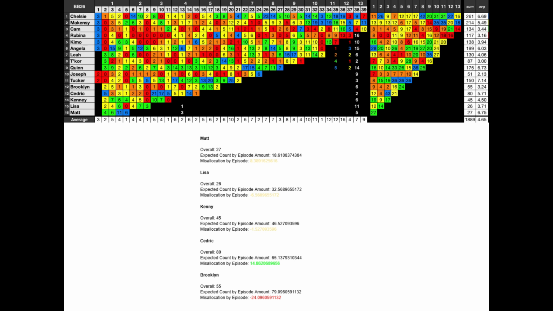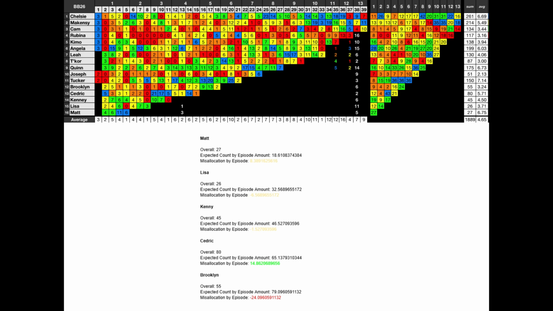Kenny has 45 diary rooms, and his expected count by episode amount is 46.52, causing him to have a negative 1.52 misallocation amount, so literally close to perfect. Cedric has 80 diary rooms, and his expected count by episode amount is 65.13, causing him to have a 14.86 misallocation, so he just made it to the green mark, which isn't shocking since he was HOH and on the block for half of the weeks he was in the house.